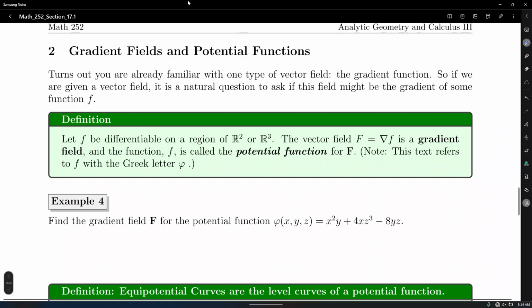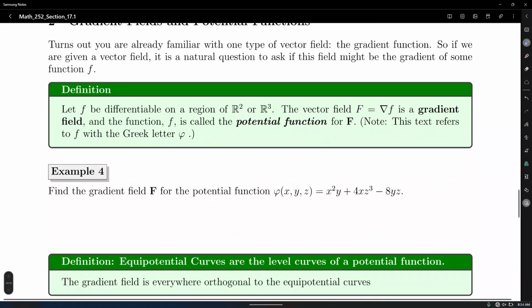So for instance, the gradient, which you know how to find, you're given a function. It's a scalar function, either in R2 or in R3. That's going to be a vector field. So let's find the vector field for the potential function f. Well, what is a potential function? The potential function is a function whose gradient is what we're going to get.